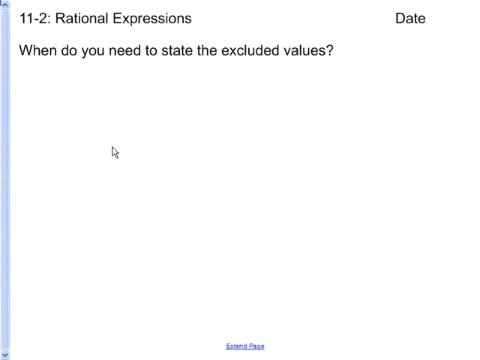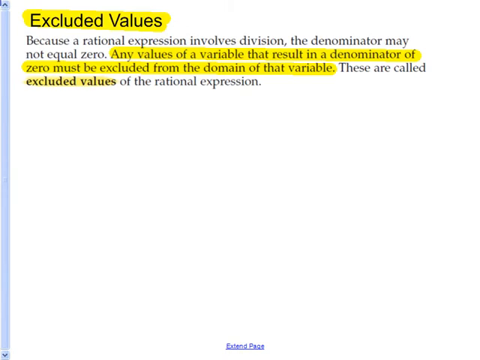Today we're going to cover rational expressions, so take out your notebooks and copy down the title and the essential questions. And you can go ahead and hit pause. And today we're talking about excluded values. So these are values that make the denominator 0. So copy this down. Again, hit pause.